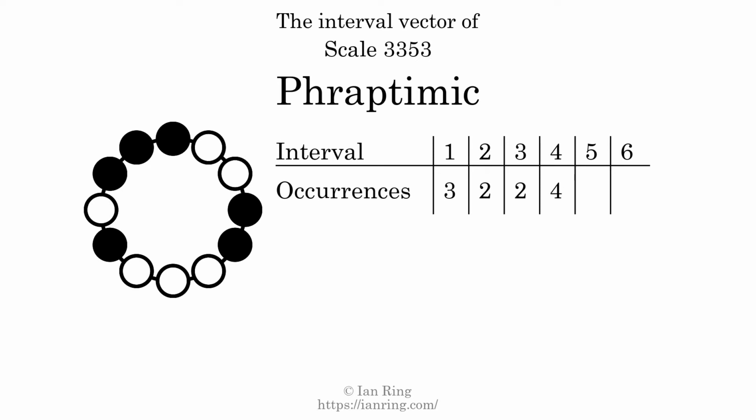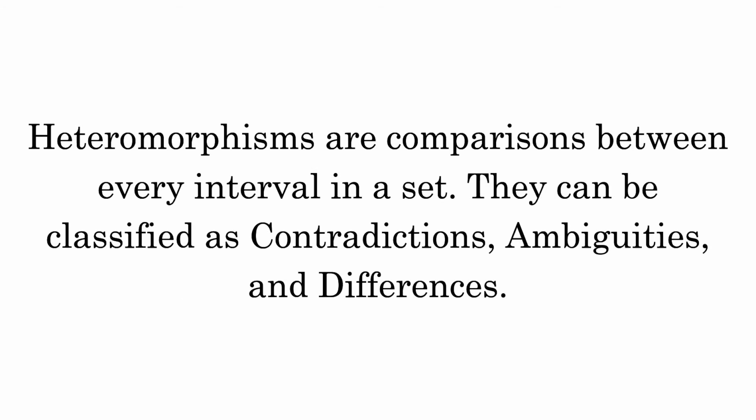There are 4 intervals with a size of 4 semitones. They are here, here, here, and here. There are 3 intervals with a size of 5 semitones. They are here, here, and here. There is 1 interval with a size of 6 semitones. It is here. Each interval does not appear in this scale a unique number of times, so this is not a deep scale. Heteromorphisms are comparisons between every interval in a set.